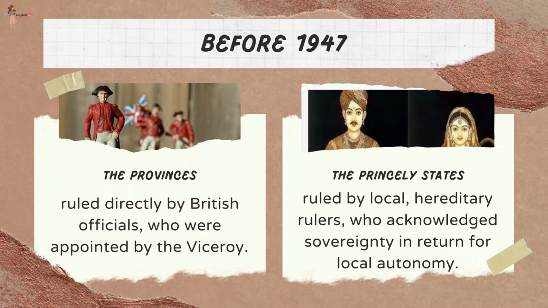Before 1947, there were two types of states in India: the provinces and the princely states. Provinces were ruled directly by British officials who were appointed by the viceroy. Princely states were ruled by local hereditary rulers who acknowledged sovereignty in return for local autonomy.